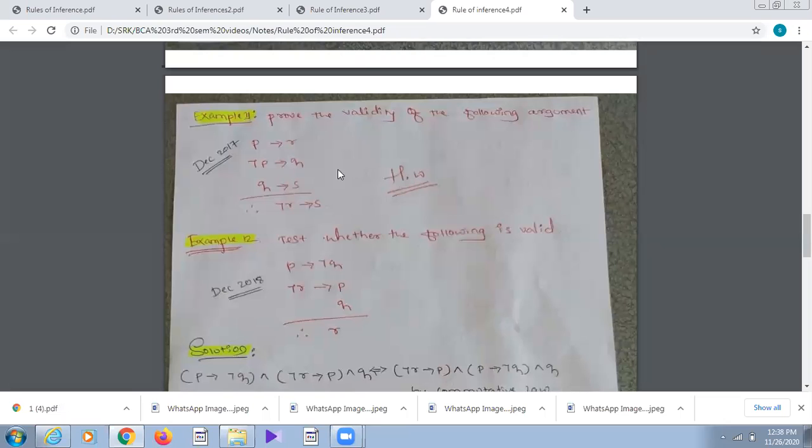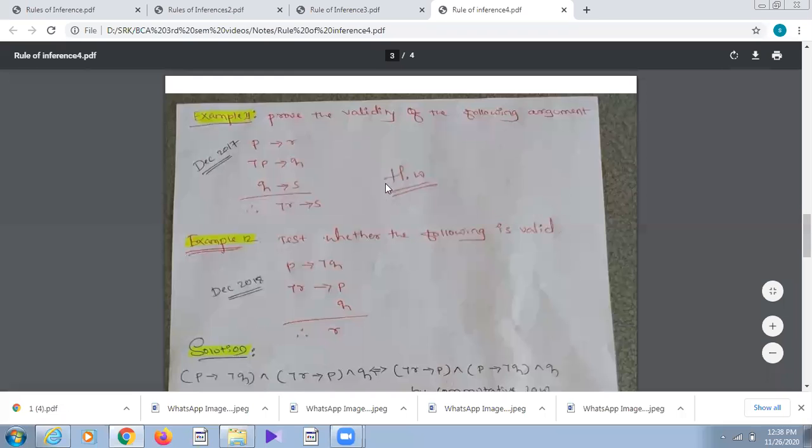Okay, so I am giving this as homework. So do it yourself at home, and after solving that, you can send it to me on WhatsApp. Okay. So it is easy. Only two steps to get the conclusion.